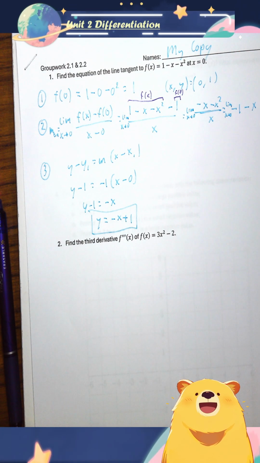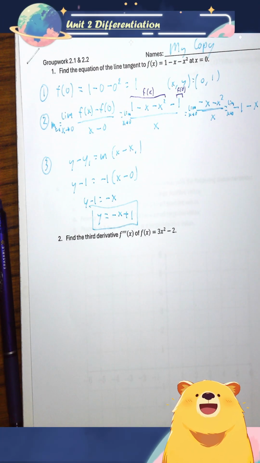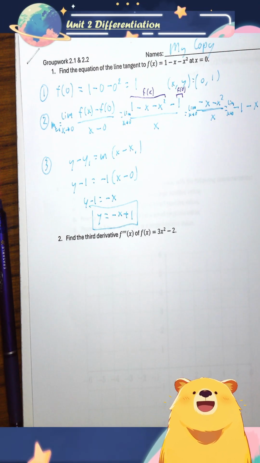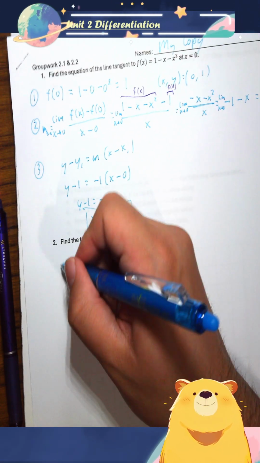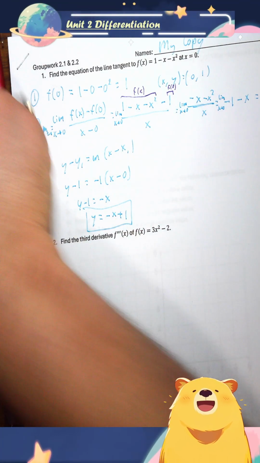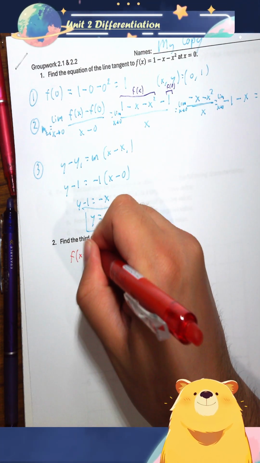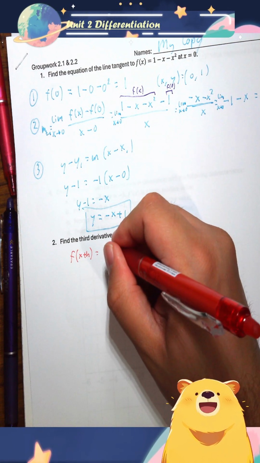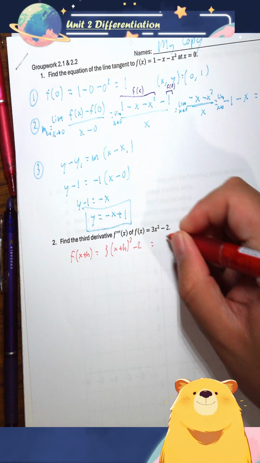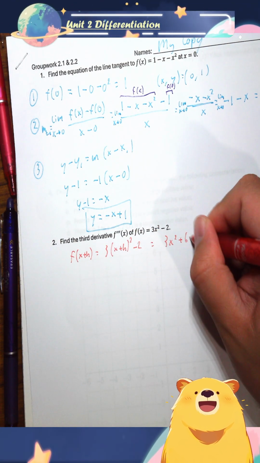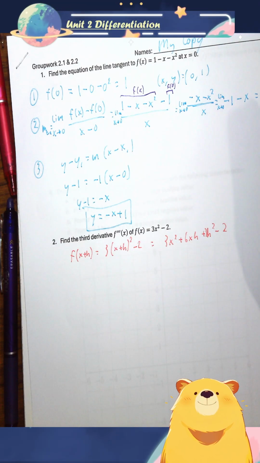Find the third derivative of f of x, where f of x is equal to 3x squared minus 2. Okie doke. All right. This is going to be fun. I say that a little sarcastically. Let's start off with doing, I'm going to need this for the first derivative, so we're going to just do that notation quickly. 3x squared plus 6xh plus 3h squared minus 2.